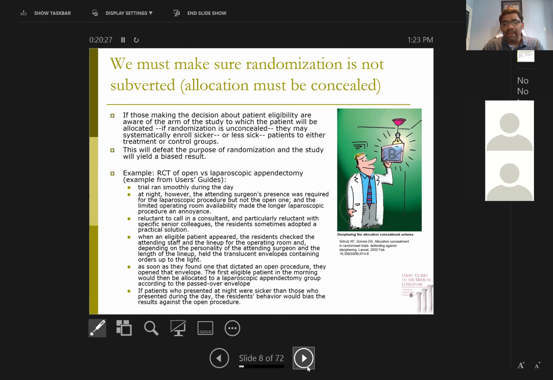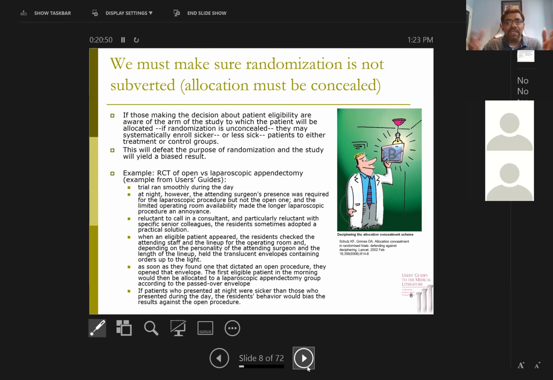This is a famous example. They did a surgical trial, right? And people were randomly assigned to either a laparoscopic appendectomy, which means you remove the appendix using a laparoscope, minimally invasive, or an open appendectomy, which means you open the abdomen.